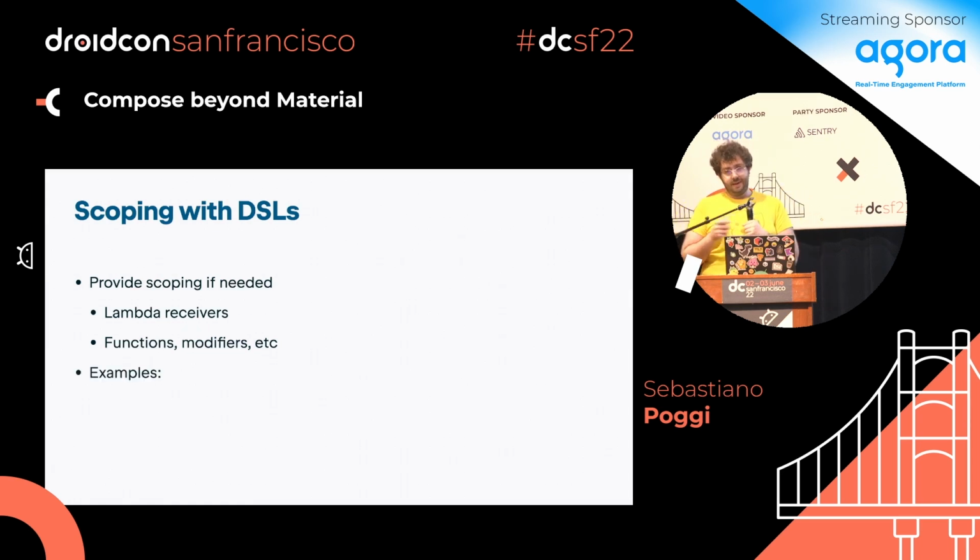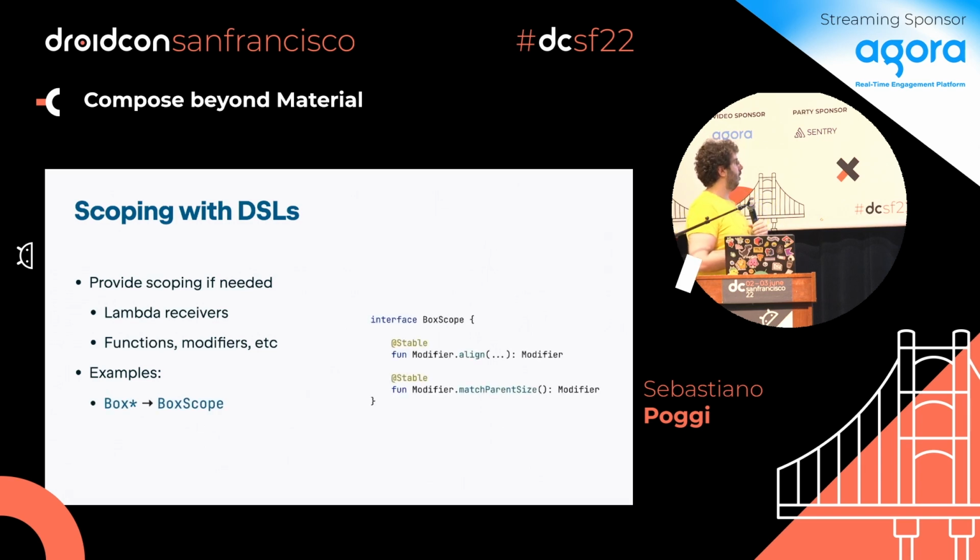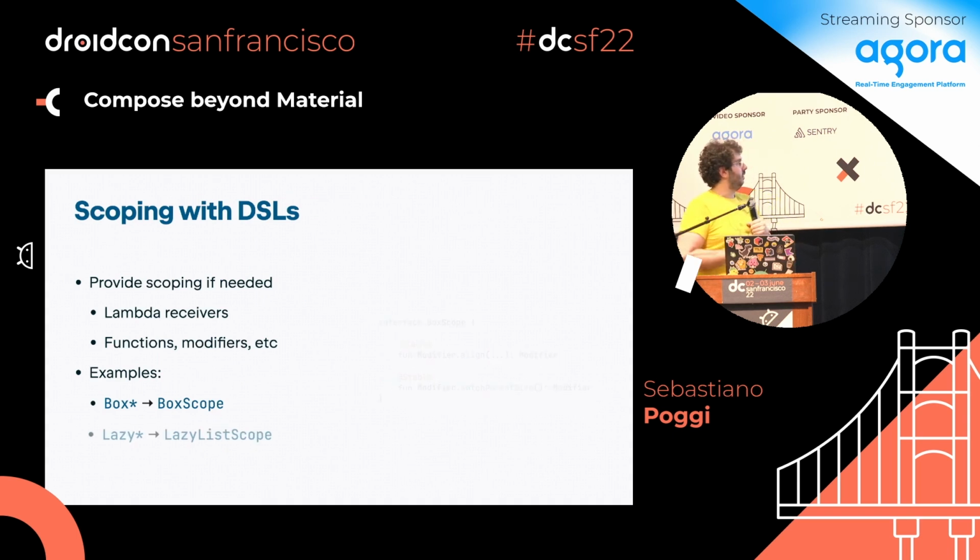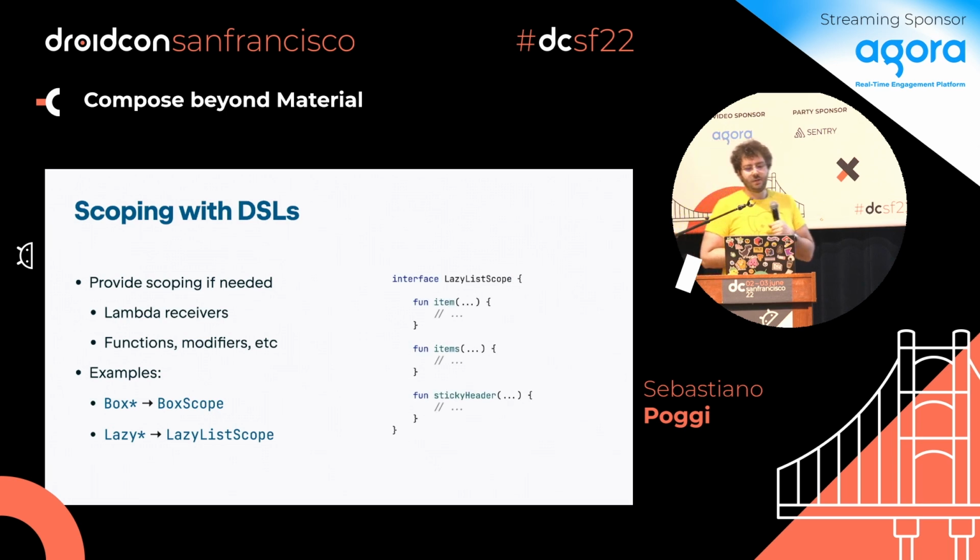One that you definitely have seen is Box. Box has a so-called BoxScope. So when you're inside of the content lambda of a Box, which has a BoxScope as a receiver, you also get the align modifier. Why is it there and not generally available? Because align only makes sense when you're in a Box. So that's the scoping I'm talking about. And similarly, for lazy layouts, you have LazyListScope that provides things like the way you define an item. That stuff would not make sense anywhere else apart from inside of a lazy layout. So that's why scoping is cool.